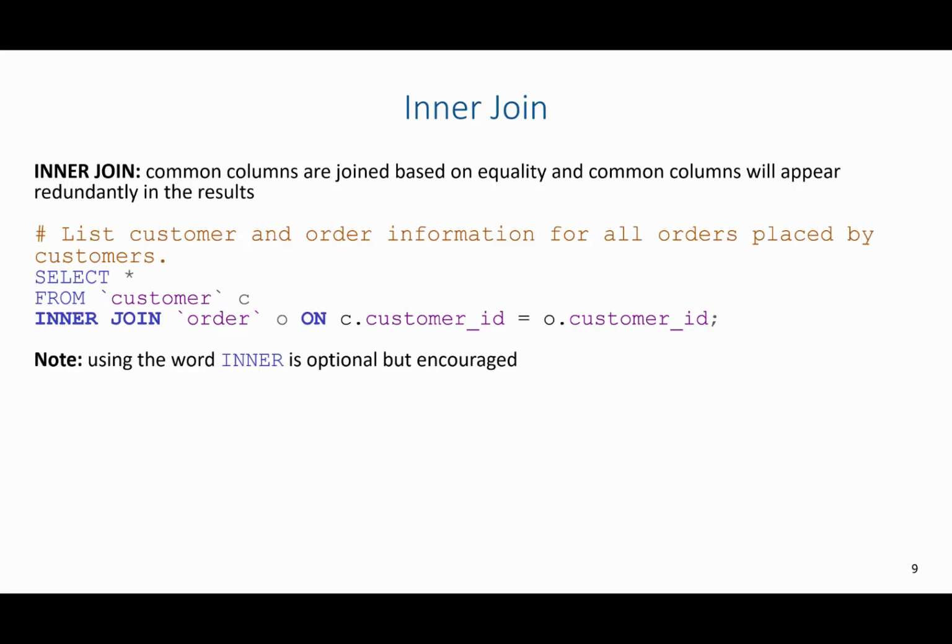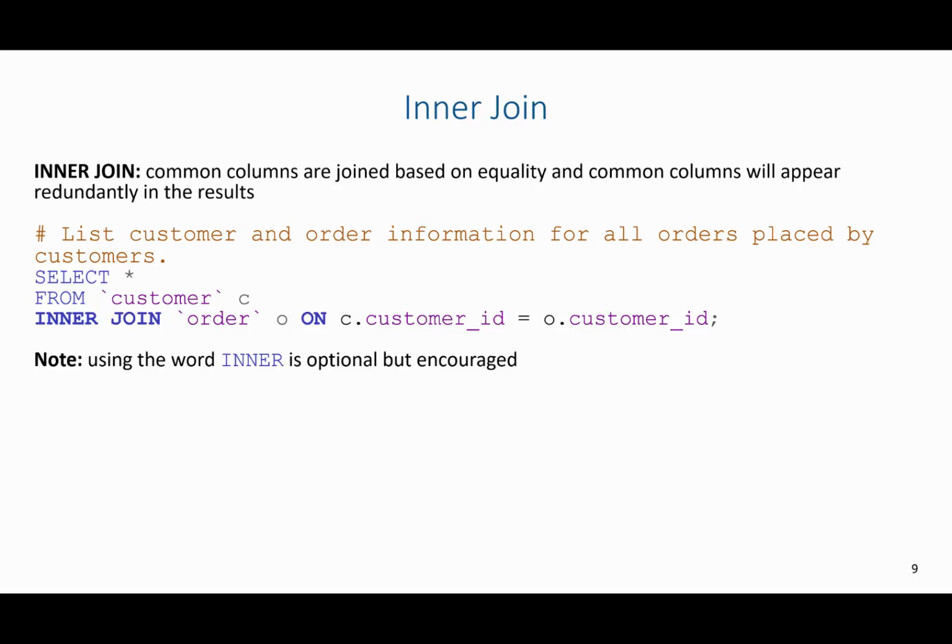So for example, if I wanted to show all the customer and order information for orders placed by customers, I'd say select star from customer, with an alias for the table customer of C. Then I'm going to use inner join, so that's going to join customer to another table, order, and I'm going to give an alias to the order table of O. And then what I'm going to join on is the customer's customer ID to the order's customer ID. So I say on C, which is shorthand for writing customer, dot customer ID equals O, which is shorthand for writing order, dot customer ID.